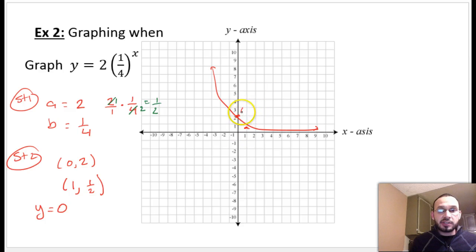So this first point, my y-intercept will be (0, 2). And when x is equal to 1, I get 1/2. So we'll be all right.